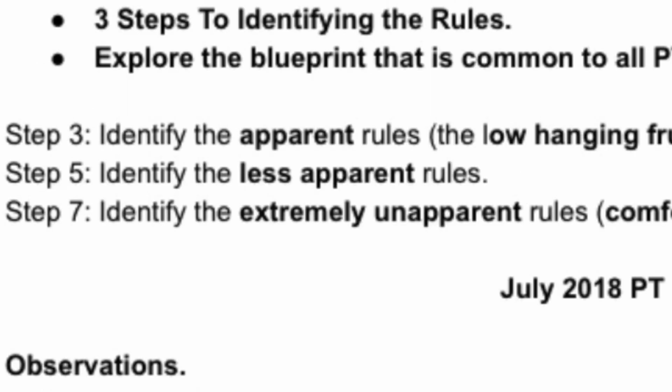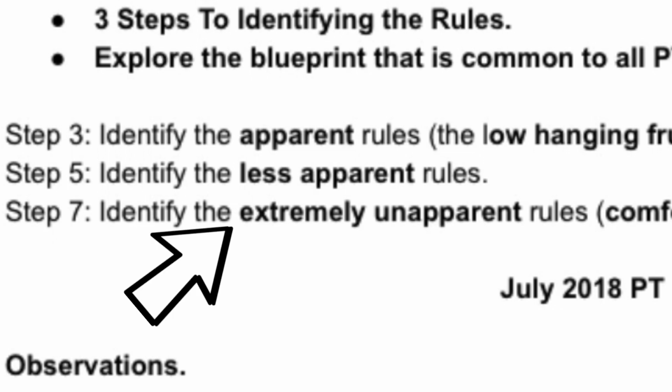So here's a good way of thinking of them. For step number 3, you identify the apparent rules, and that's what I call the low-hanging fruit. I'm going in to get the major rules. And then for step 5, I'm going to identify the less apparent rules, the other non-major rules. It might be a combination, and it might be mixed with major rules.